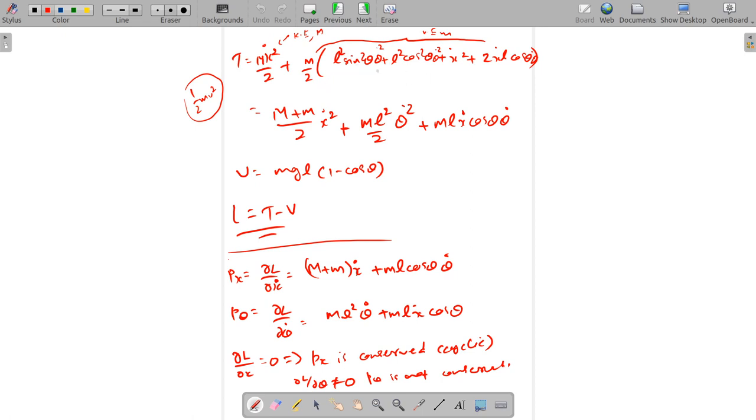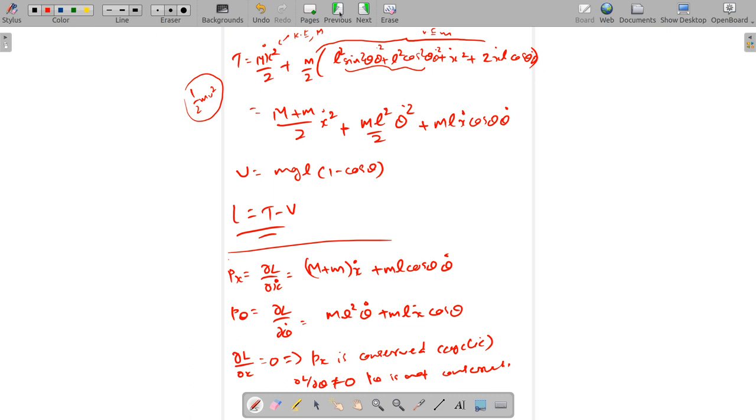There is a sin square theta and cos square theta coming in, which will add up to 1. So you will get small m L square theta dot square by 2 from this term, and then you have x dot square times small m by 2 that will come here. So you have m x dot square here, and finally you have an x dot L cos theta theta dot term here. So there are 3 terms in the kinetic energy.